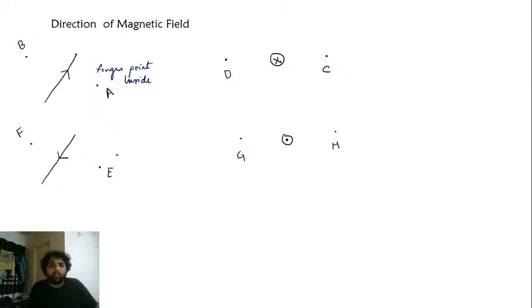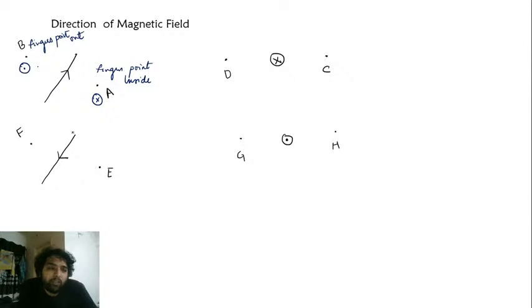So the direction of current is upward. The fingers are pointing inward, into the page. Getting it? So from this, the direction will be a cross. And similarly here it will be exactly opposite. It will be coming outward. Fingers point outside. So the direction of field will be a dot.